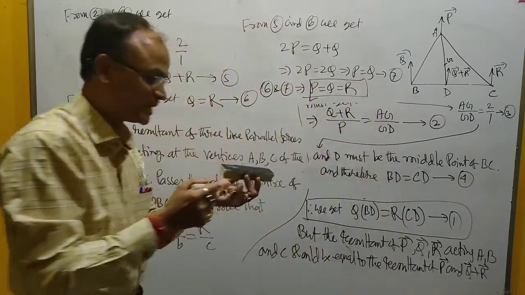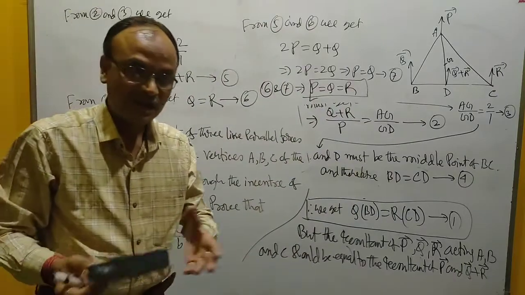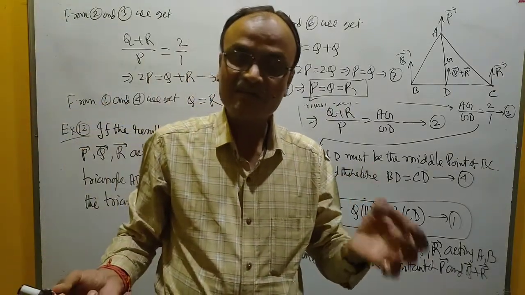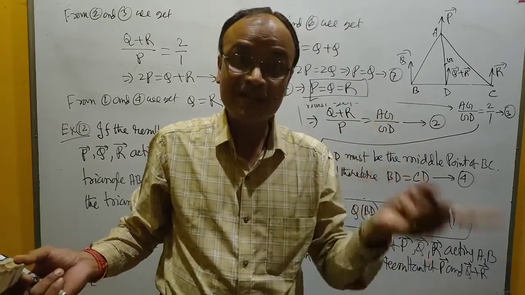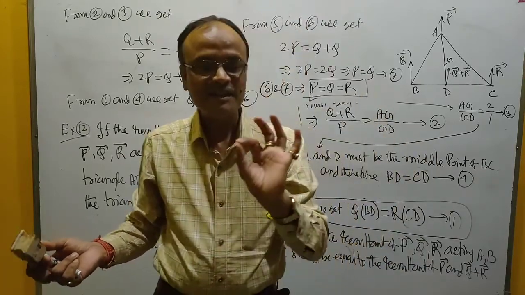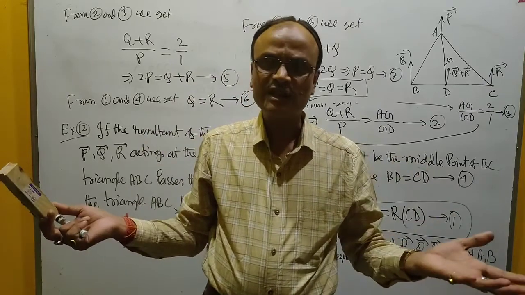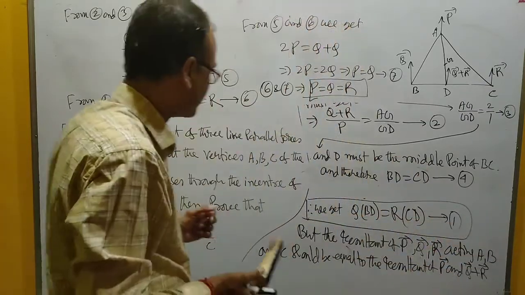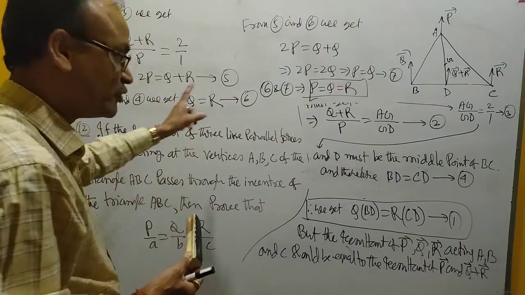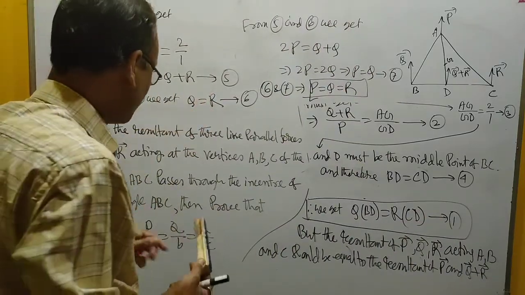The magnitudes of the three forces P, Q and R, which are like parallel forces, should be the same if their resultant passes through the centroid. Very interesting problem. Perhaps you have understood this one.